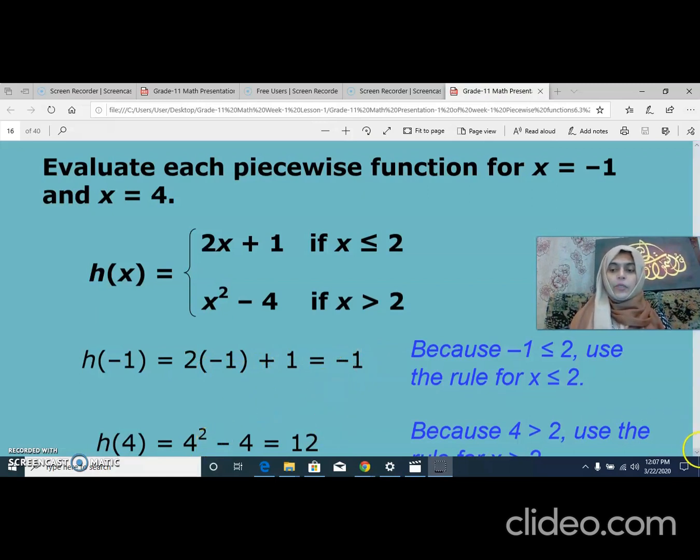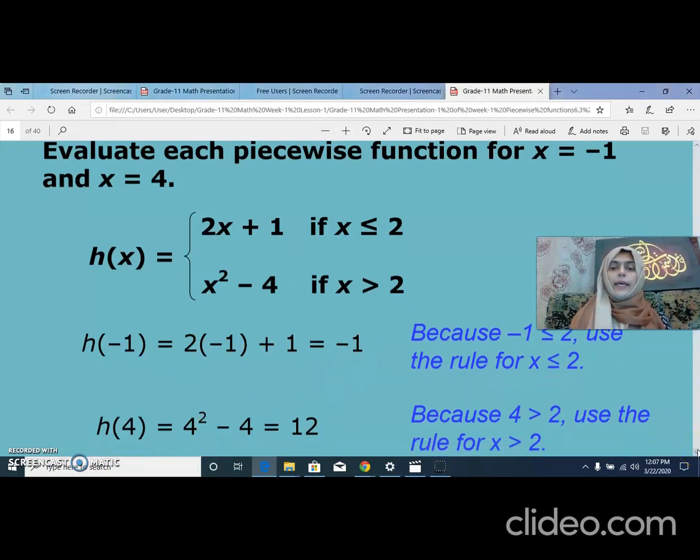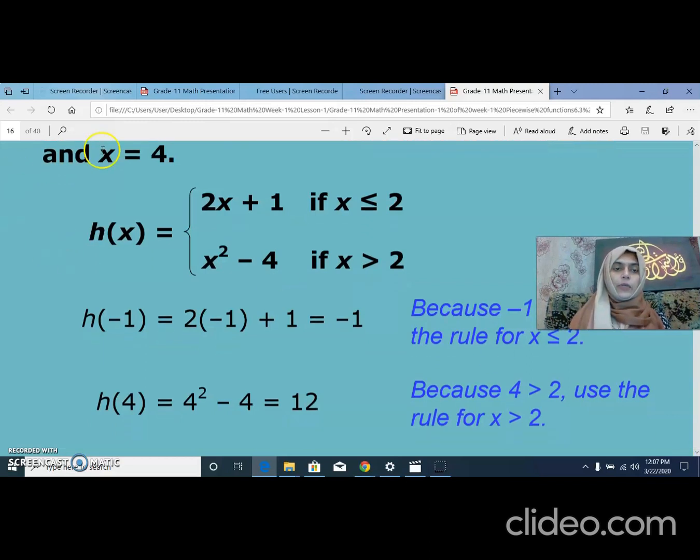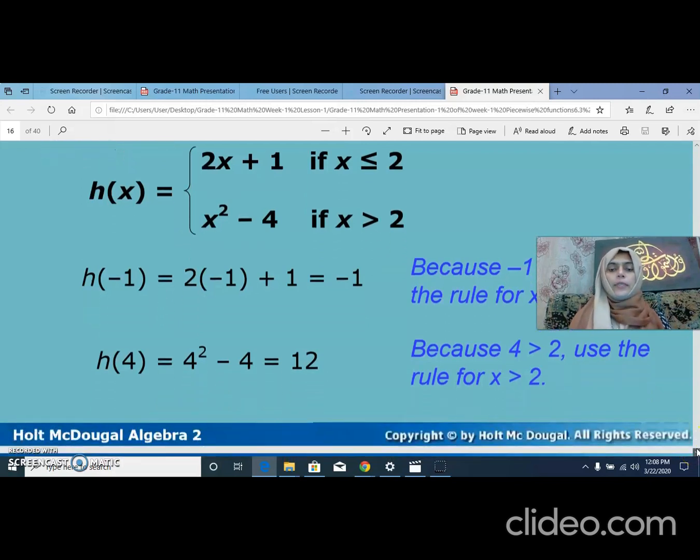Another one they ask you is for the same question. You need to find x equal to 4. Is 4 less than 2 or is 4 more than 2? Obviously, 4 is more than 2. So you need to choose this rule, x squared minus 4. So substitute 4, plug in 4 in the second one: 4 squared minus 4. 16 minus 4 will give you 12. As simple as that. Let's move on to another example.